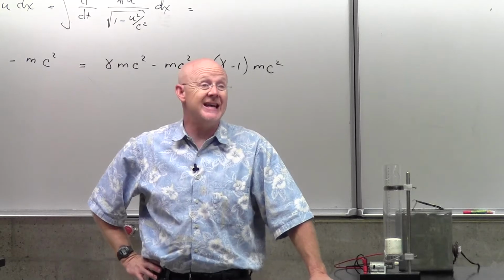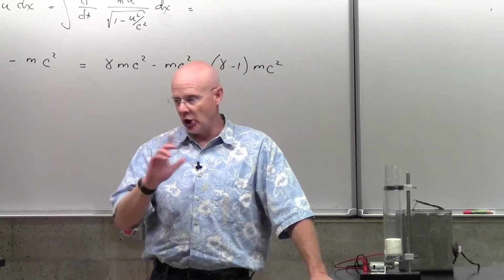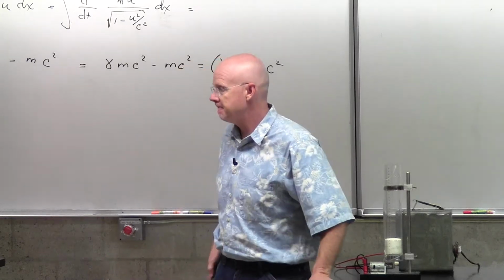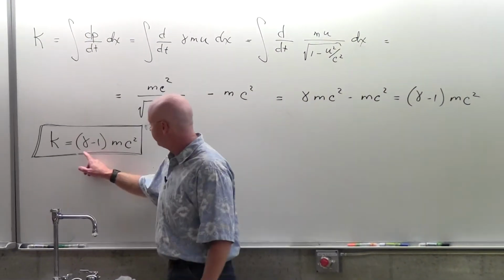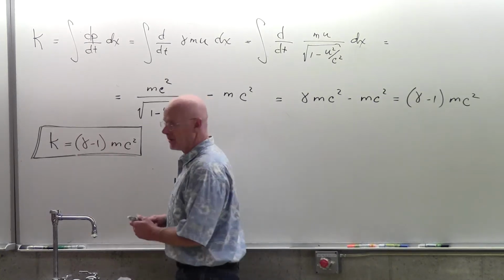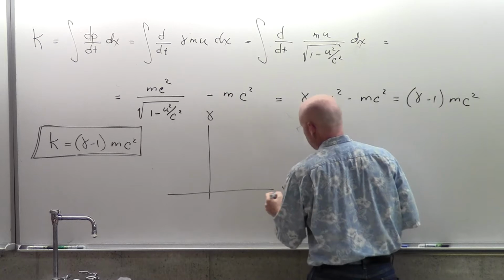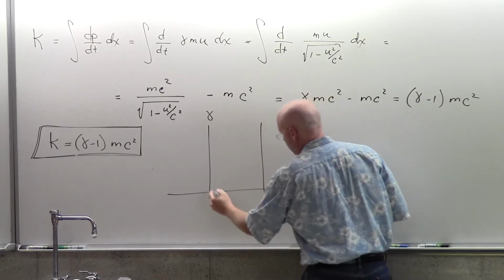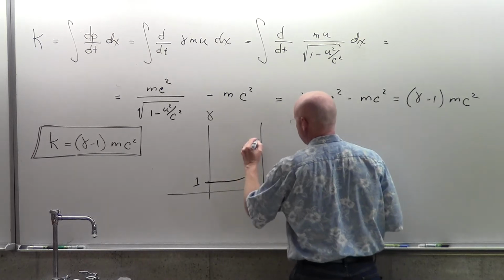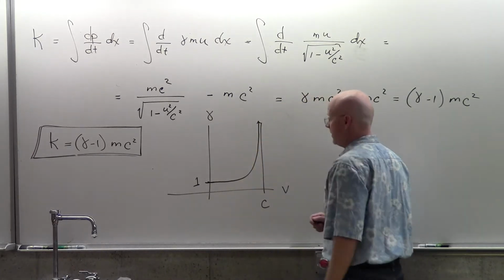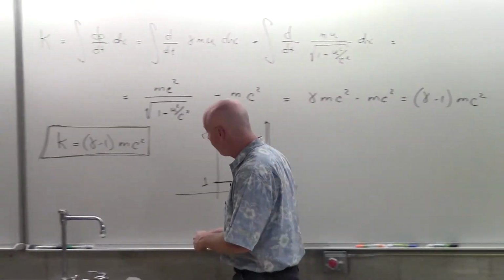Can it ever even get to the speed of light? And I would say no. Why? What do we say about gamma? If I were to plot gamma versus speed, didn't we say it starts about 1 and then does what? Doesn't it get larger and larger and larger?